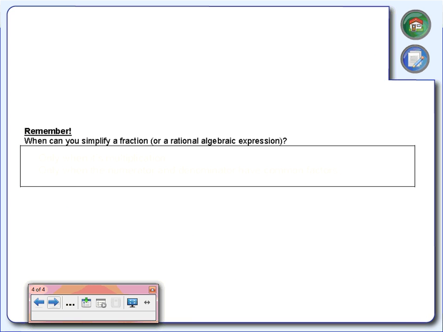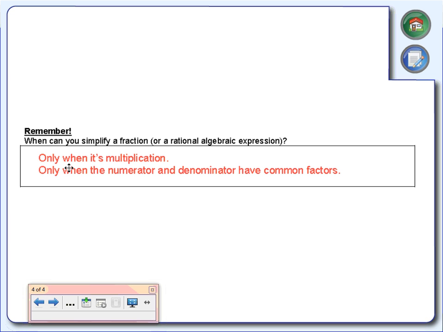Okay, down there at the bottom of your page it says, remember, when can you simplify a fraction? Well, you can simplify a fraction when you're multiplying, and only when we have a numerator and denominator that have common factors. This is when we simplify fractions. Simplify again meaning reduce. Just like we reduce fractions, we simplify our rational expressions.